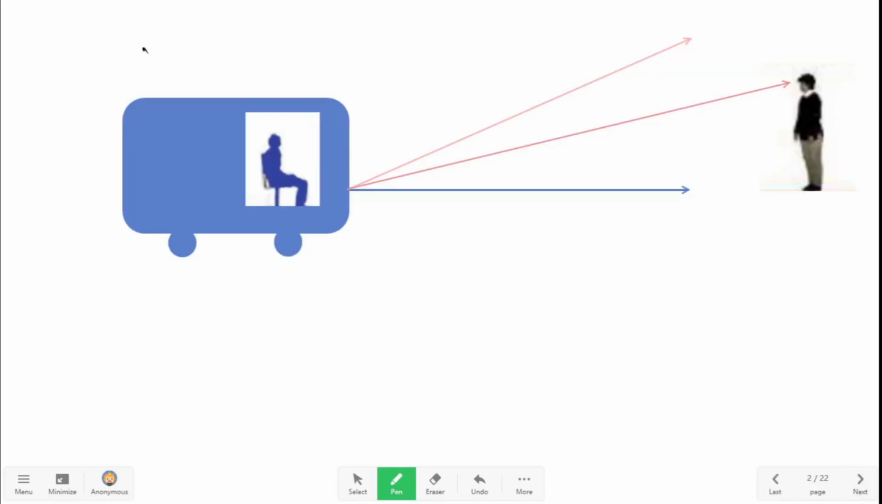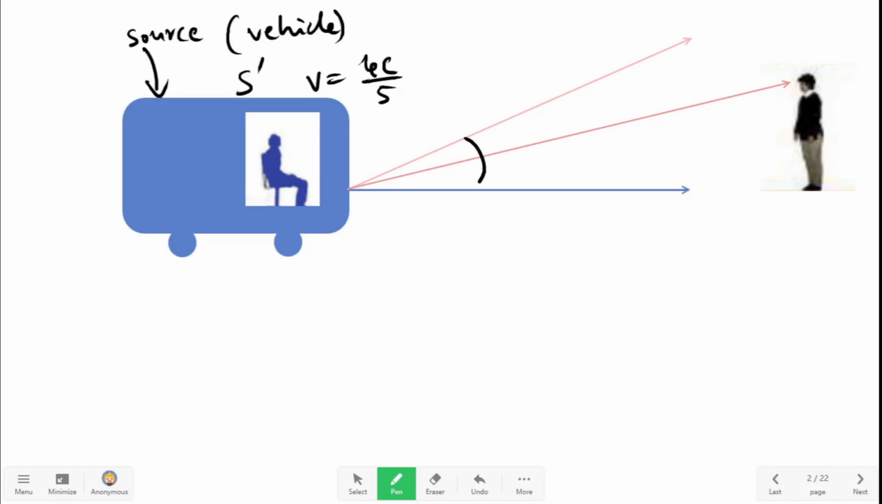So the situation is like this. There is a source of light which is a vehicle. Let's denote it by S prime. So this is S prime frame. It is moving with speed v is equal to 4c by 5 towards the observer, and when viewed from S prime frame, the light beam is making an angle theta with x-axis. Theta is equal to 60 degree. We will substitute it later.